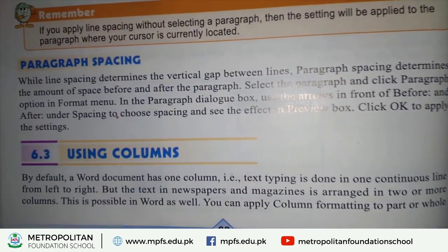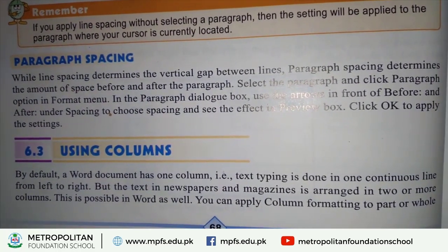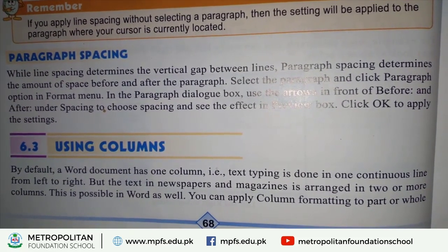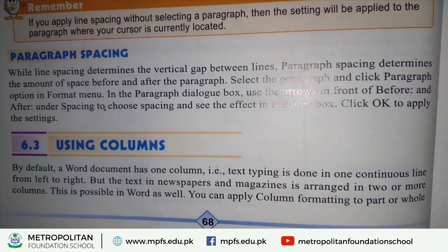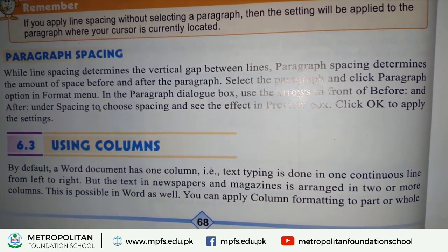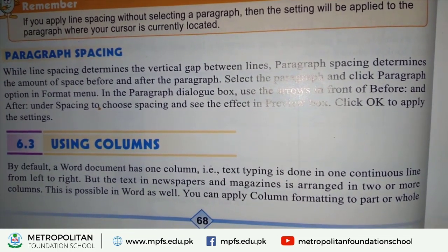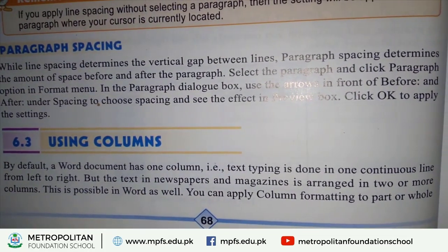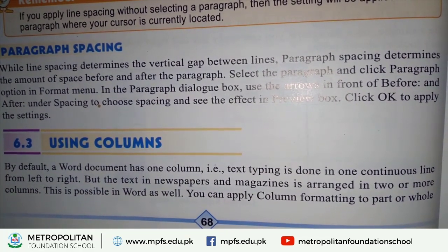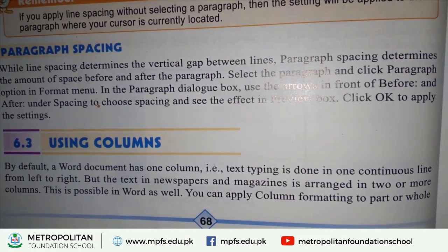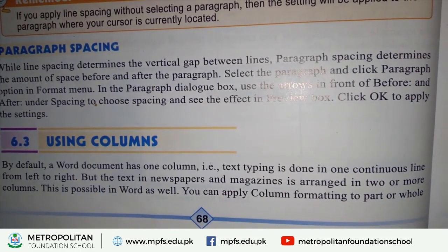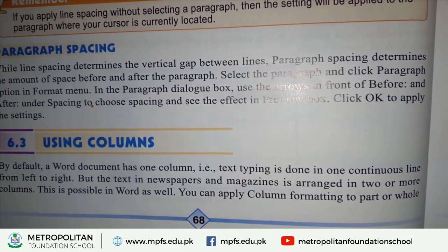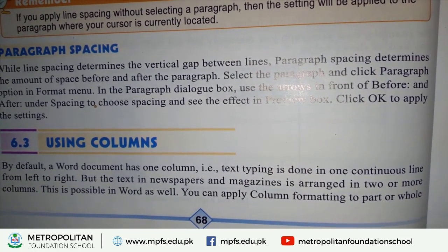While line spacing determines the vertical gap between the lines, paragraph spacing determines the amount of space before and after the paragraph. Select the paragraph and click the Paragraph option in the Format menu. In the Paragraph dialog box, use the arrows in front of Before and After under Spacing to choose the spacing and see the effect in the preview box. Click OK to apply the settings. Using columns.